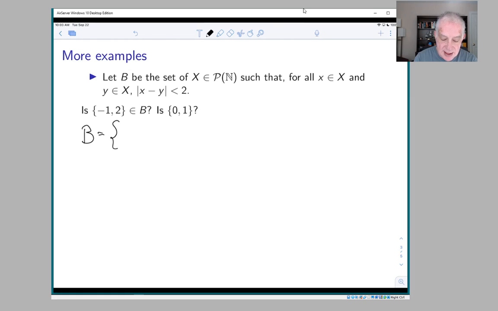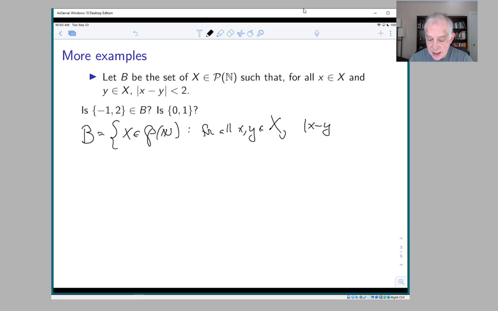B is equal to the set of X in, and remember what this is, the power set of the natural numbers, the collection of all subsets of the natural numbers, such that for all x and y in the set big X, the absolute value of x minus y is less than 2. When I tried to put this into the typesetting program, it was too long. So now my first question is, the set {-1, 2}, is this in B?